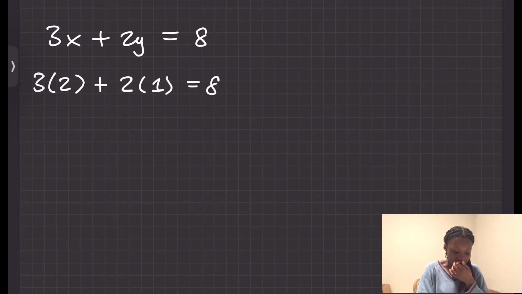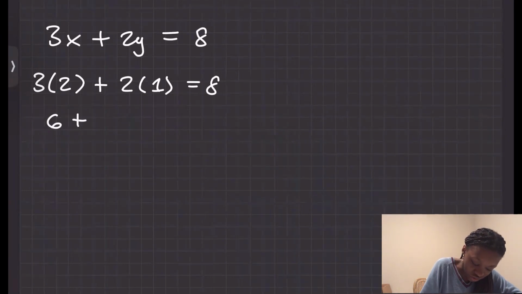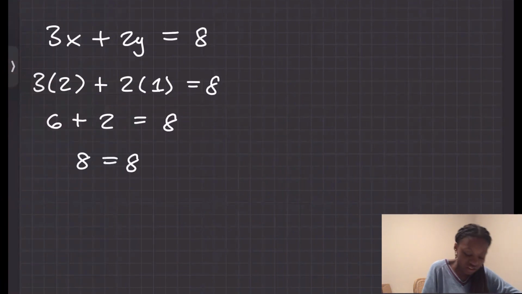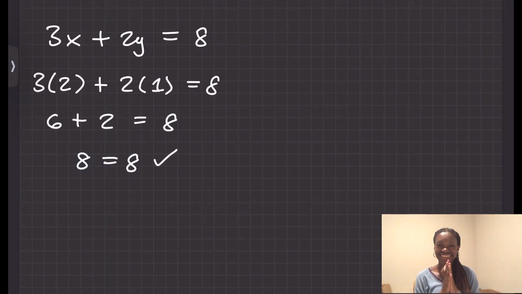So now we're in the checking part. 3 times 2 is 6, plus 2 times 1 is 2, which is equal to 8. 6 plus 2 is 8, which is equal to 8. So 8 equals 8, check. Yay! Okay, let's try one more.